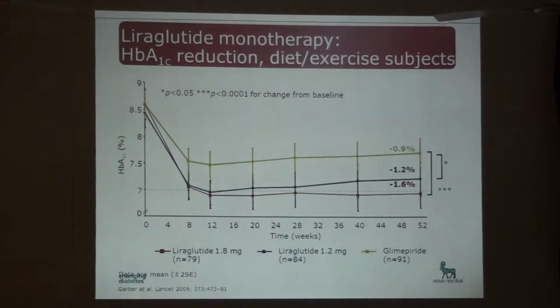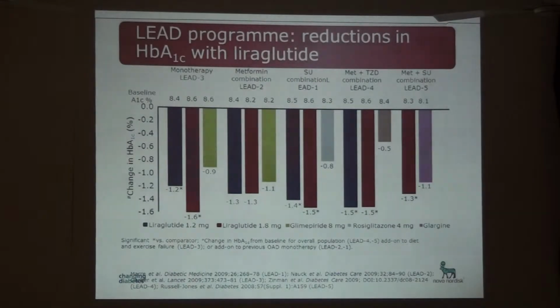When in monotherapy was compared with glimepiride, the reduction in HbA1c is pretty much visible for everybody. With 1.2 milligram, there was a reduction of 1.2%. With 1.8 milligram, there was a reduction of 1.6% as opposed to 0.9% with glimepiride. This was the HbA1c reduction across all the lead studies.